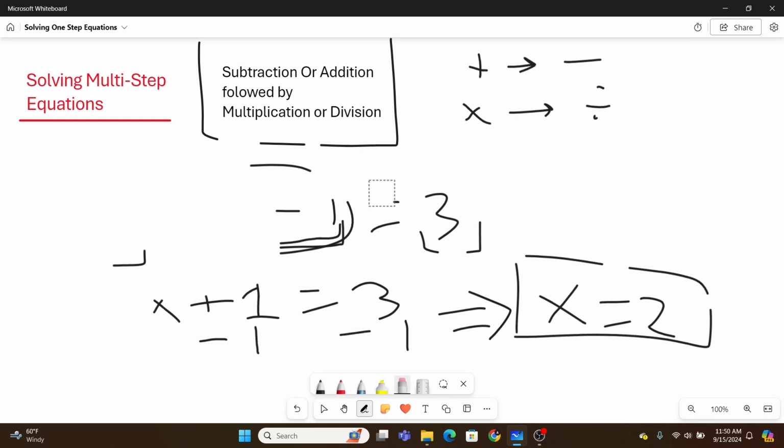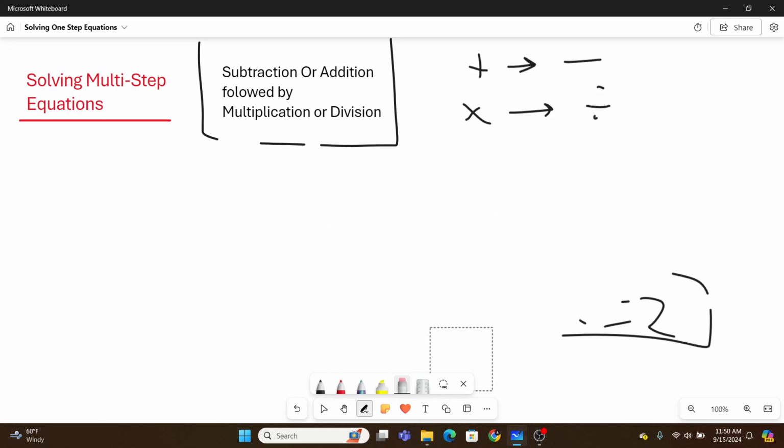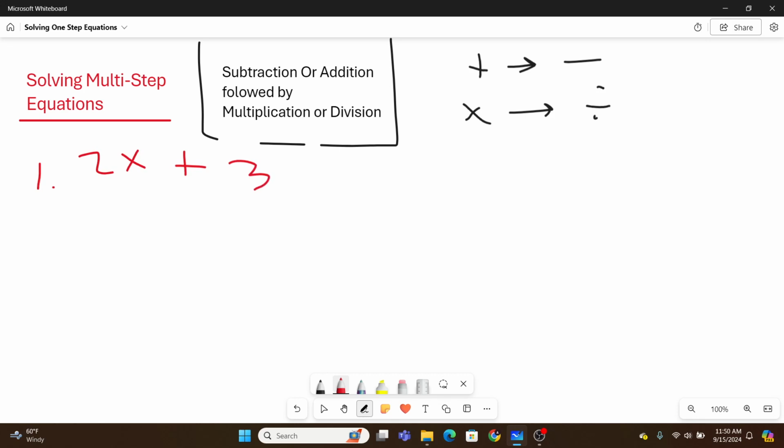Now let's move on to some examples. And for the examples, we will do 2x plus 3 is equal to 13.